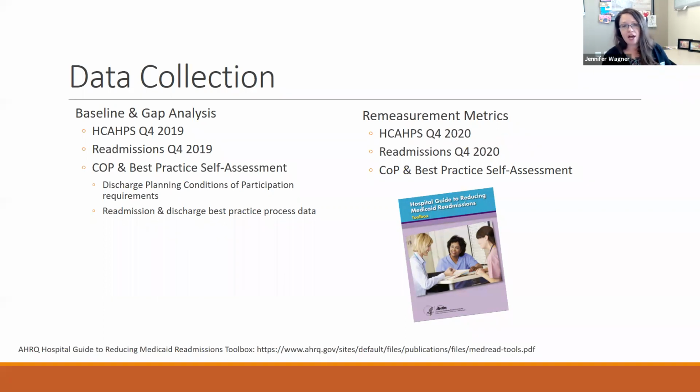We looked at HCAHPS scores for the care transitions composites, readmissions, and put together a conditions of participation and best practice self-assessment that uses best practices noted in the ARC guide and found other places, as well as discharge planning COP requirements from CMS.